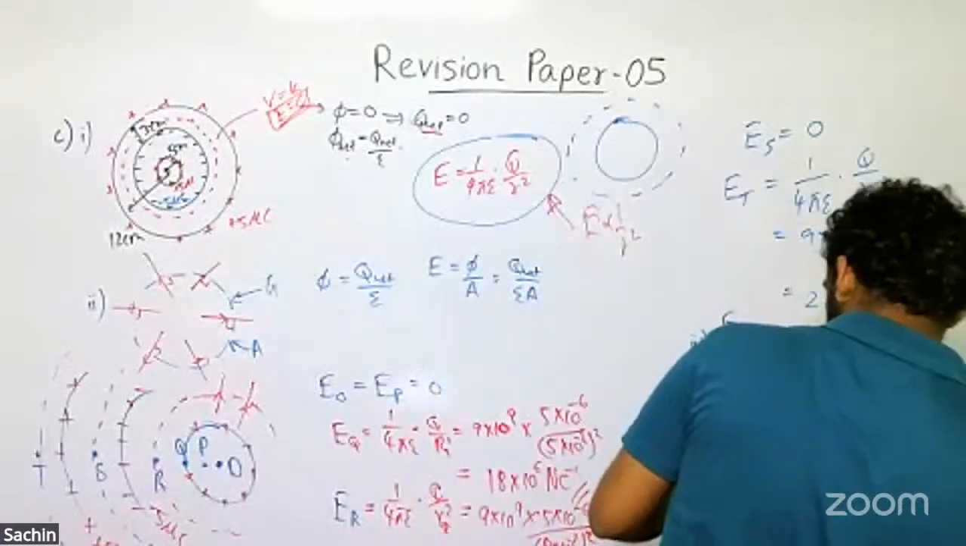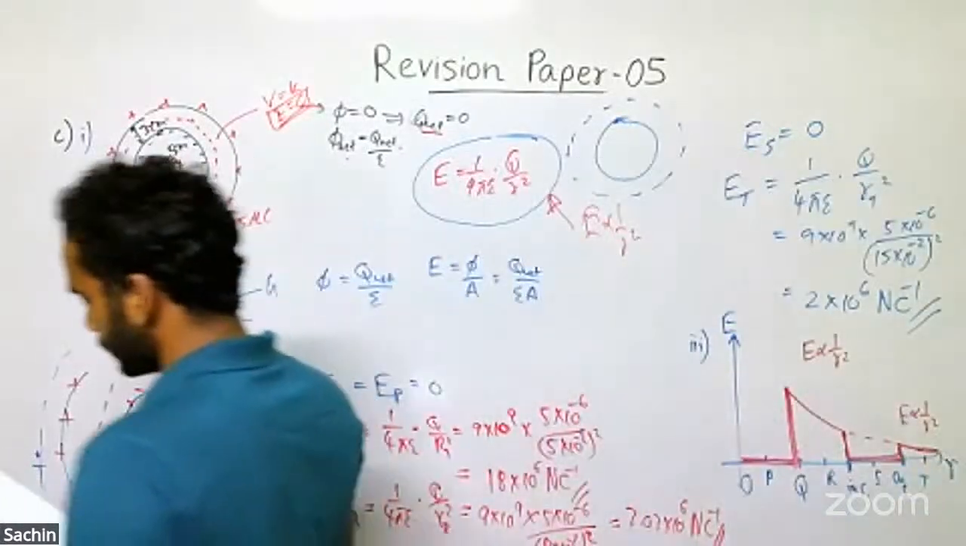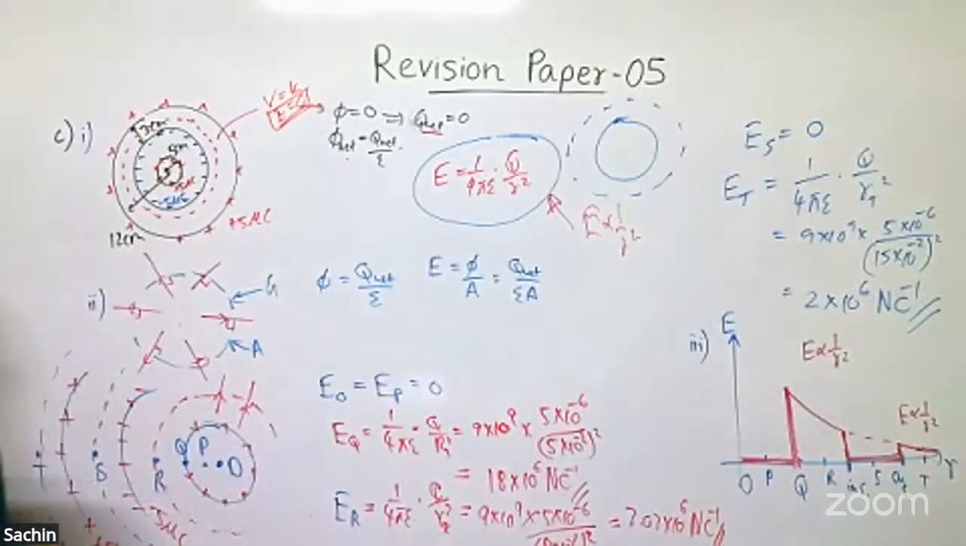Last one. Calculate the electric potential at P, Q, R, S, and T. Okay. So here is.